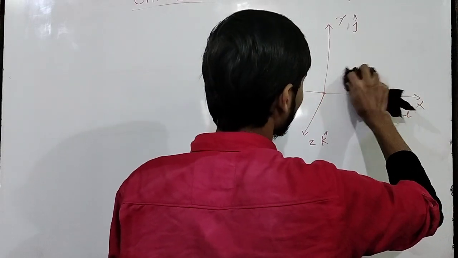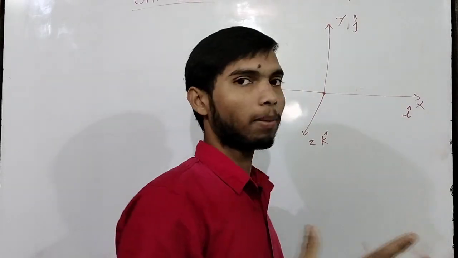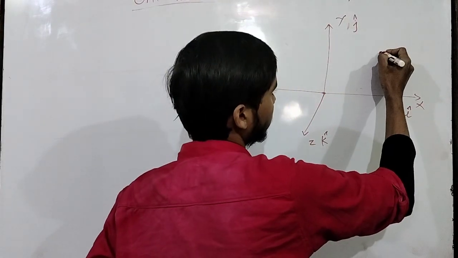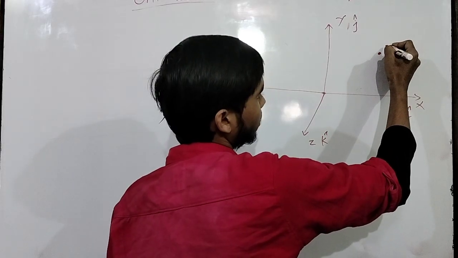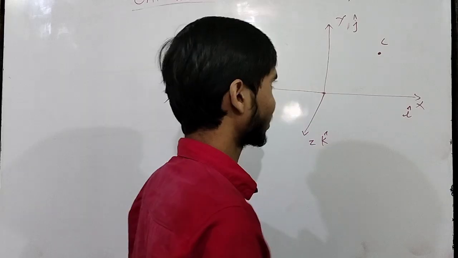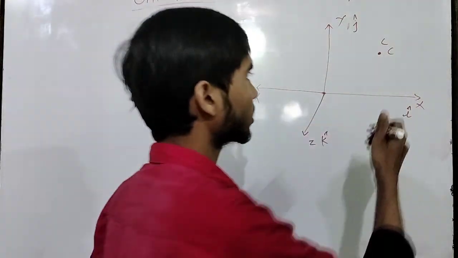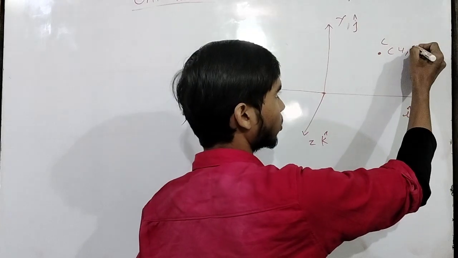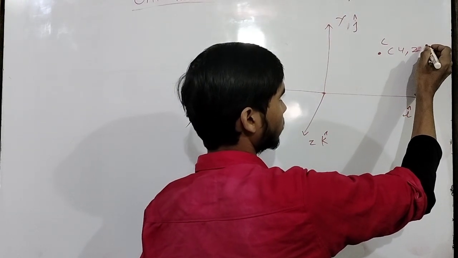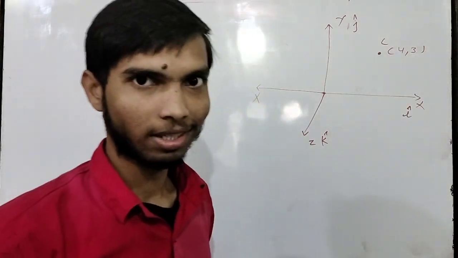Let's take another example. I am saying there is one particle. It can be a bird, it can be this particle. I would call it C. And I am saying the position of this particle is 4 comma 3.